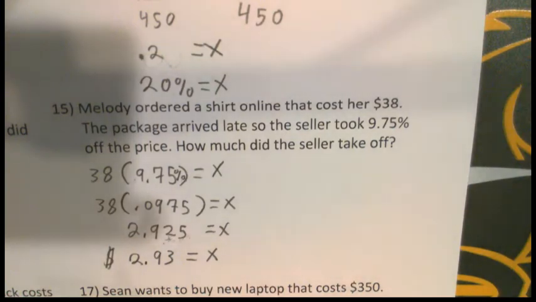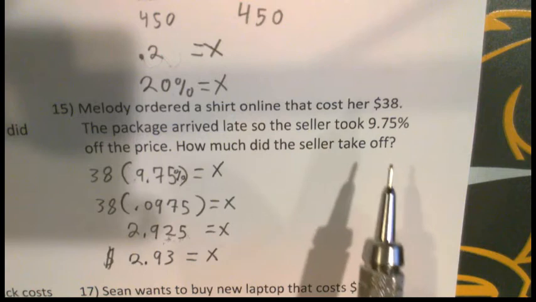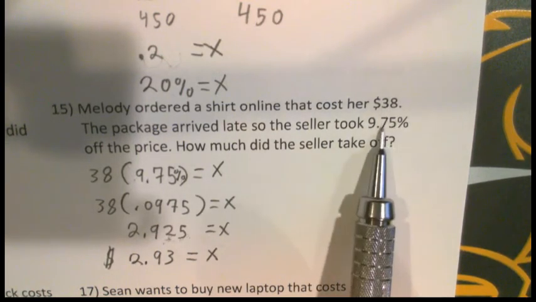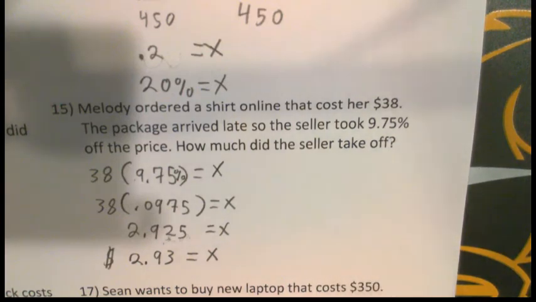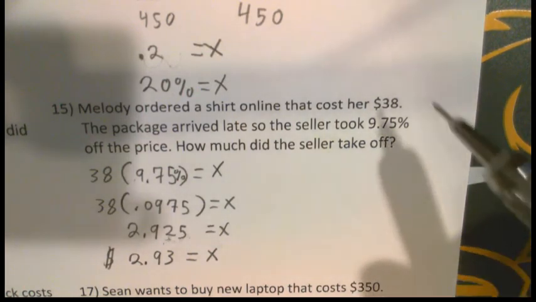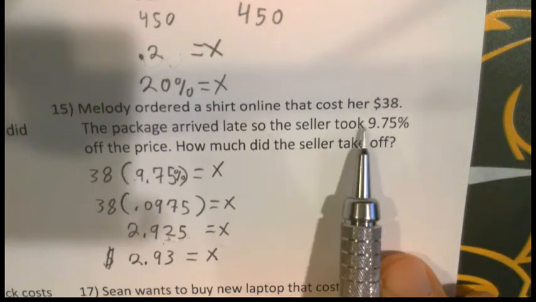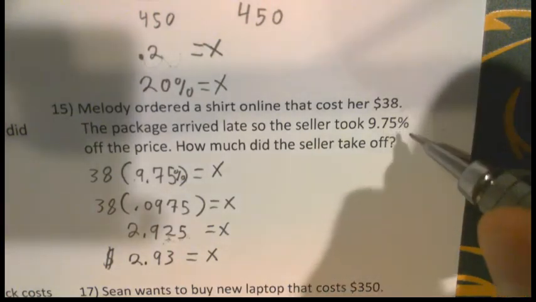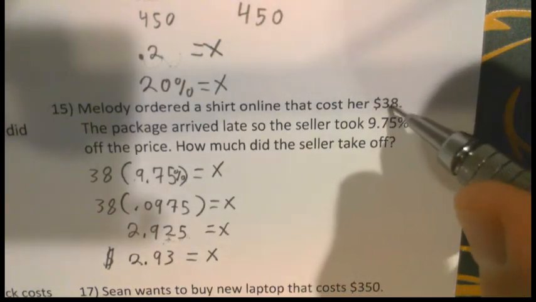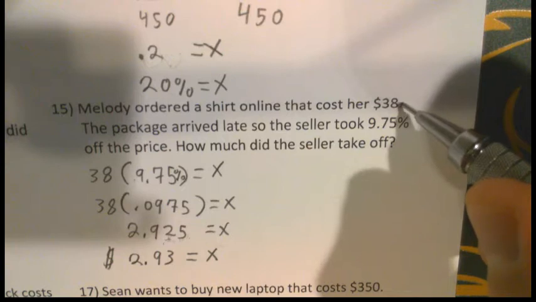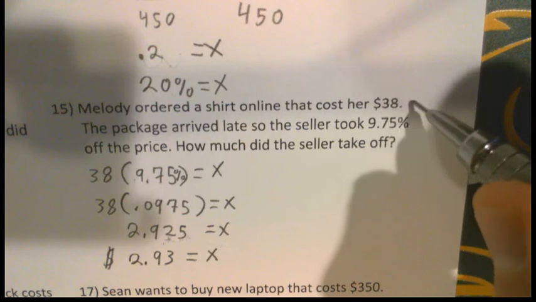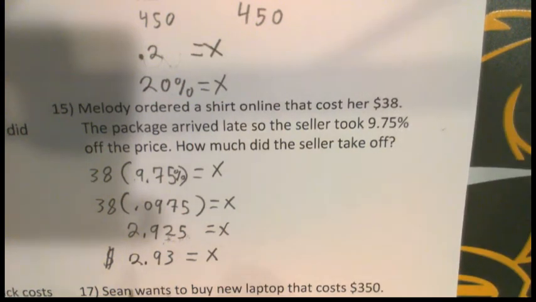We should always check our answer. Does this make sense? Well, this is approximately 10%. And 10% moves the decimal spot 1 time to the left. You can think of it as dividing by 1 over 10, 1/10. So if we look at our $38 and we take 10% of that, that's going to be $3.80, which is pretty close to what we have. We have $2.93.